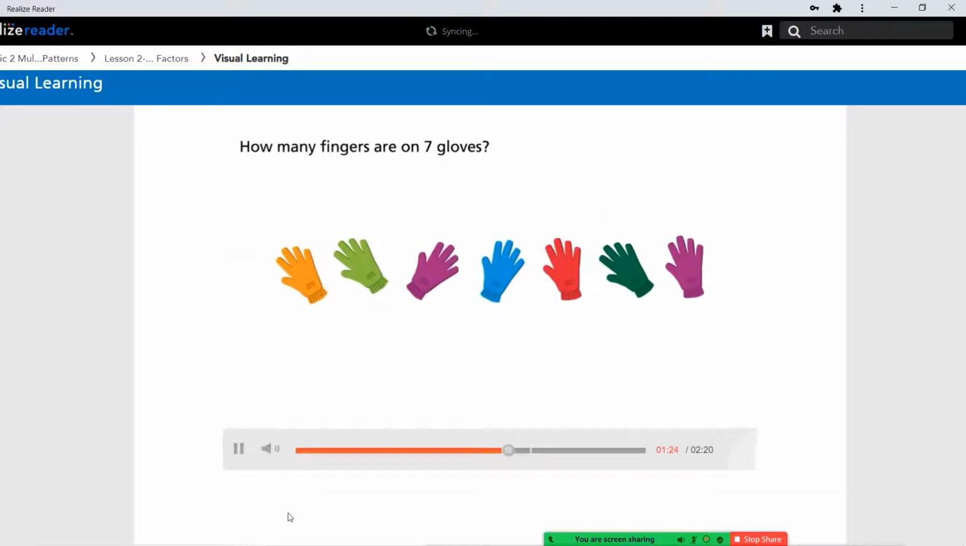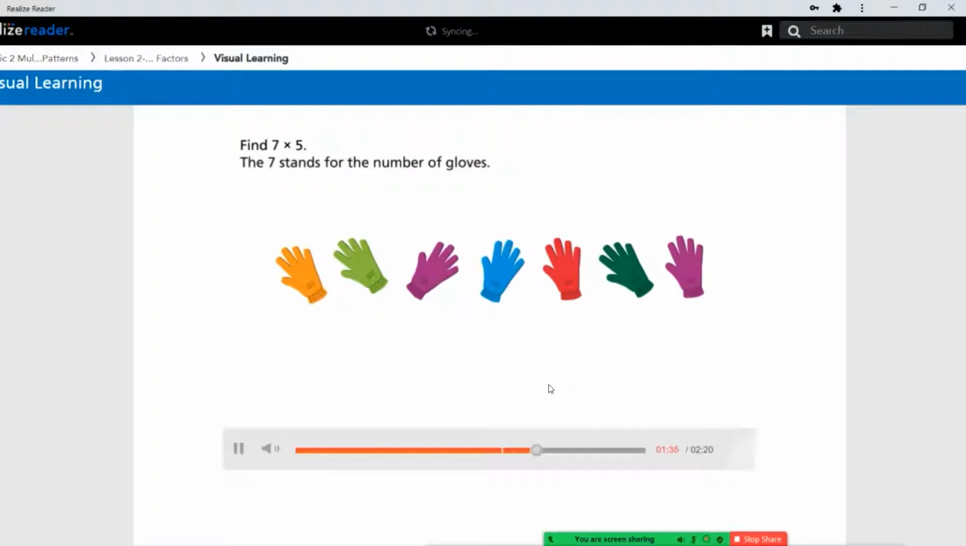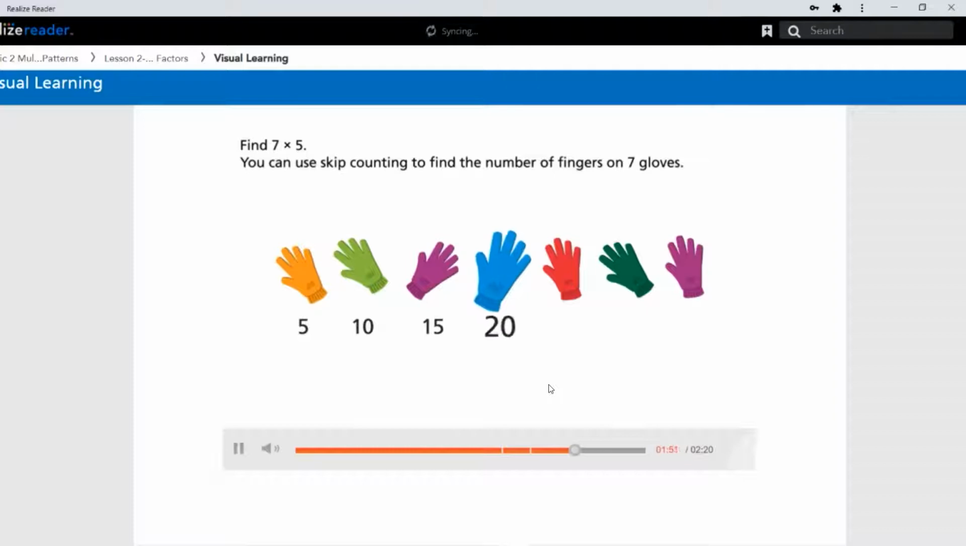How many fingers are on 7 gloves? Find 7 times 5. Which number shows the number of fingers on each glove? Select your answer. The 7 stands for the number of gloves. The 5 stands for the number of fingers on each glove. You can use skip counting to find the number of fingers on 7 gloves: 5, 10, 15, 20, 25, 30, 35.